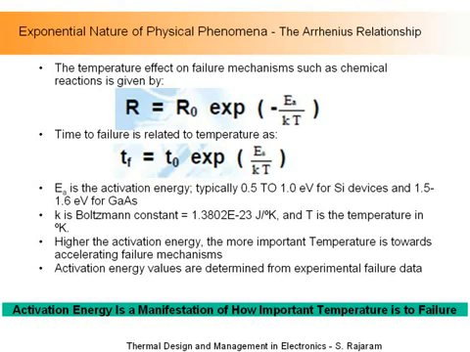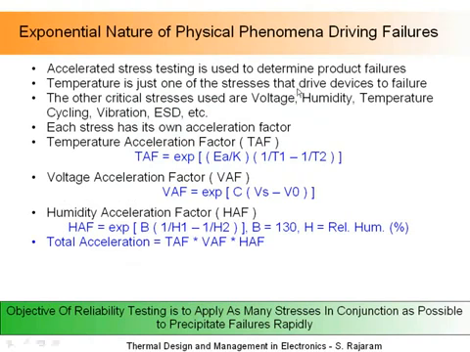So when we have failures in electronics, it's not just temperature that drives things to failure. There's a whole bunch of other stresses that drive things to failure. Temperature is just one of them. In addition, the stresses are voltage, there's humidity, there's temperature cycling, vibration, electrostatic. All of these have their own acceleration factors. And for temperature, it is defined by this number. For voltage, it is defined by this expression. And for humidity, it is defined by this expression.